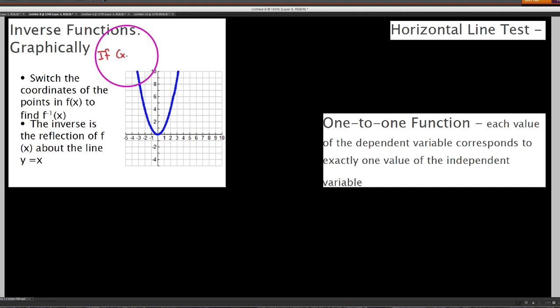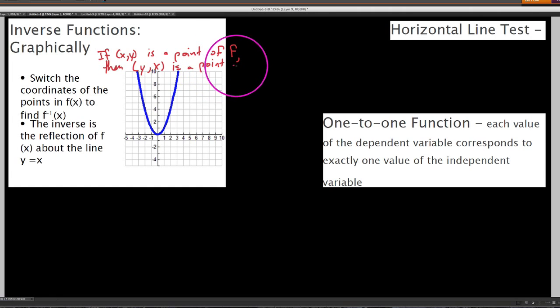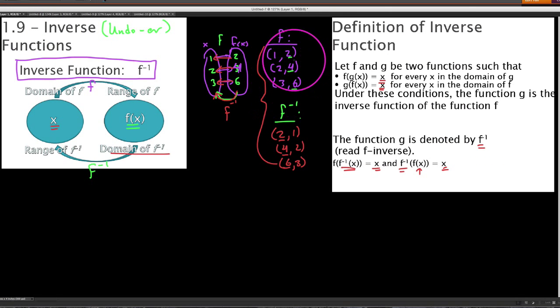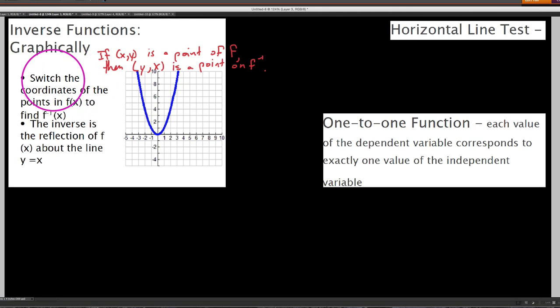If (x, y) is a point on the function f, then it is true that the point (y, x) is a point on f inverse. Remember that all we really did looking at these points over here is if we had an initial (x, y) and switched those around, that is, if you plug the y value into the inverse, it gets sent back to the original x value. The domains and ranges switch. That's what's happening. So when I say switch the coordinates of the points in f of x to find f inverse of x, basically take all the original points (x, y) and make them (y, x).